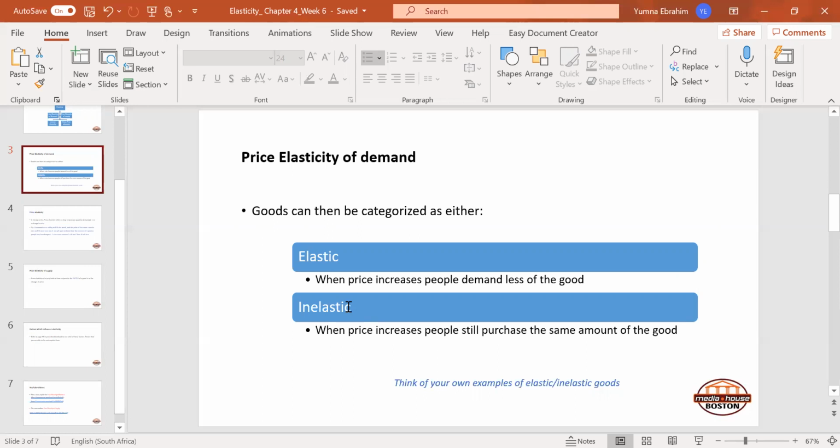I live in a complex. We are not allowed to get solar. We're not allowed to get our own generators or anything like that. Electricity costs what it costs. I need to charge my phone and my laptop. I need to cook my food. I don't have gas. So it's very much an inelastic good. I try to cut back, but there's only so much I can cut back. The price of electricity can go up, the price of petrol can go up, but I'm very much stuck as a consumer in that I still have to purchase the same amount. So I said here, please think of your own examples of elastic and inelastic goods.